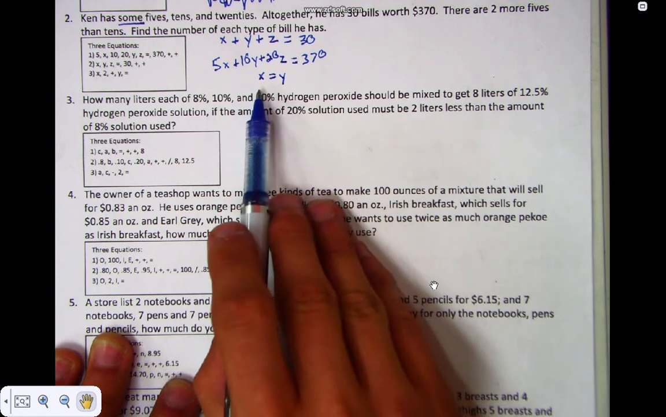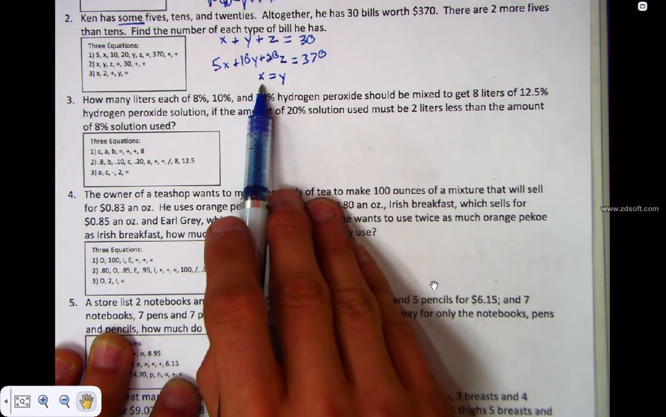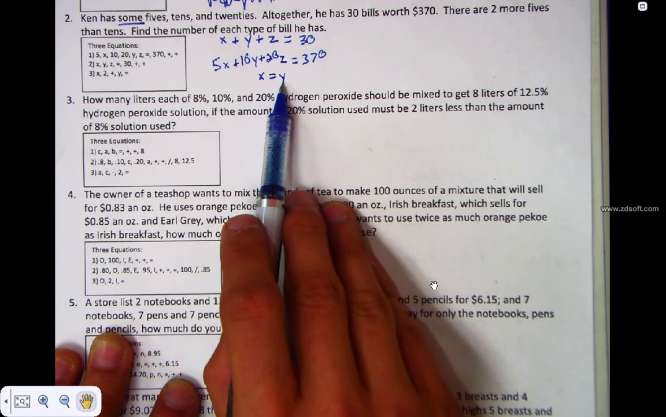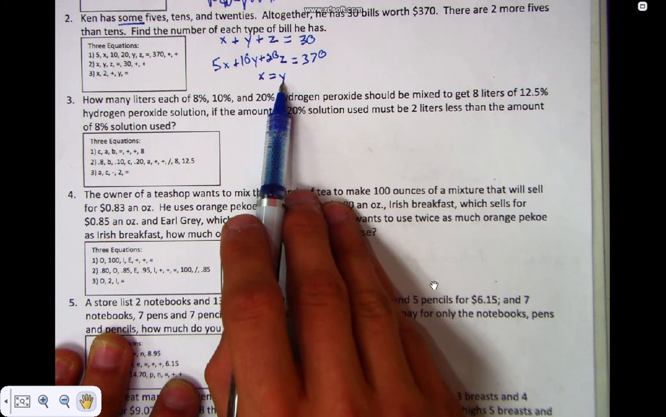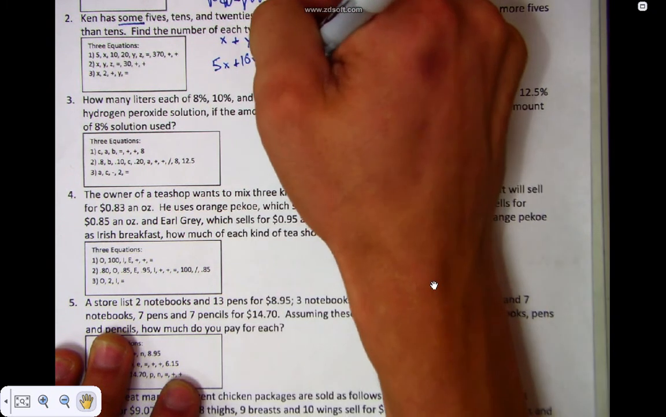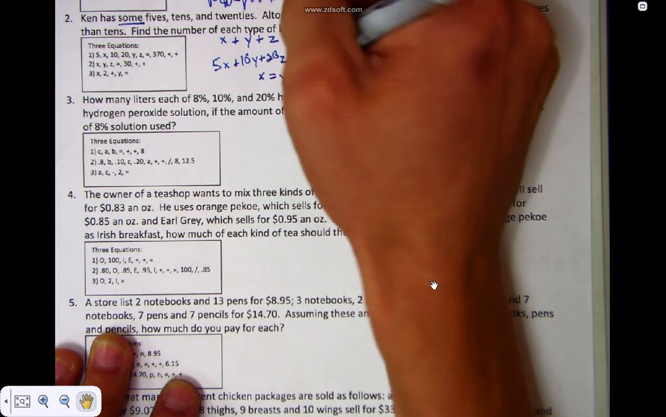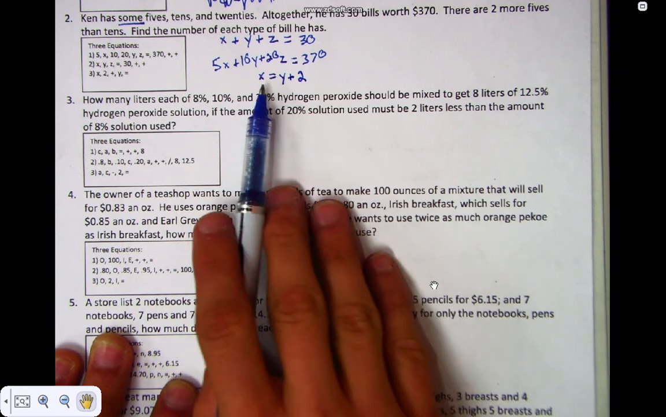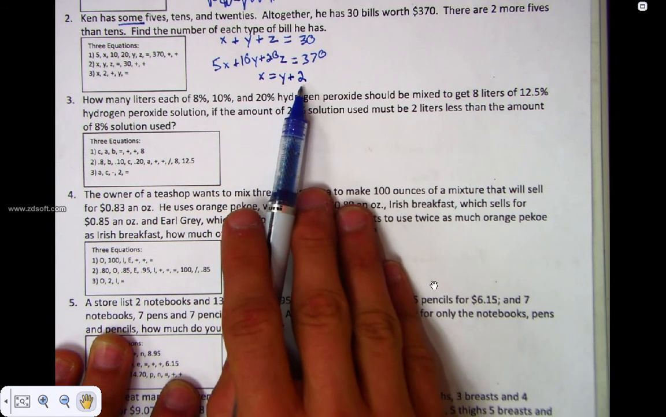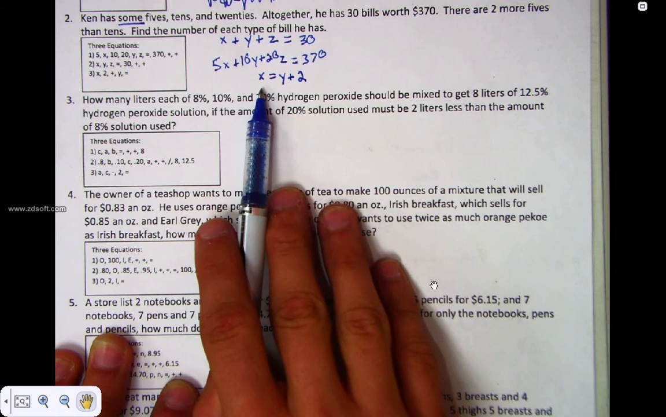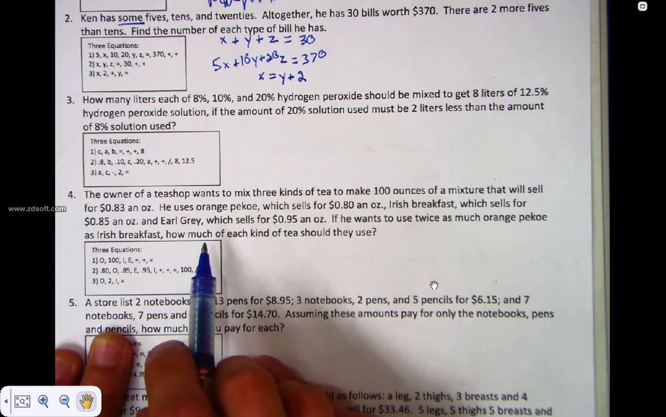So if I have more fives, which is x, than I have of tens, that means I have less tens than fives. That means if I'm gonna have the same amount, for x to equal y, I need to add something to this side, right? Because if y is less, if it's gonna equal x, I need to add something to it. So x equals y plus 2. I have two more fives than I have tens. That's what that means. All right?